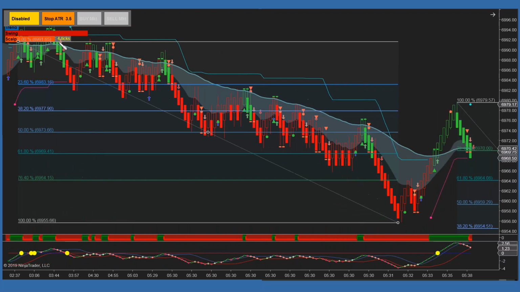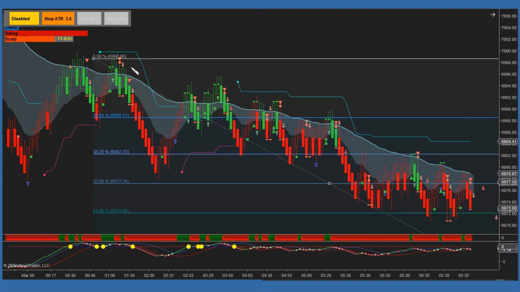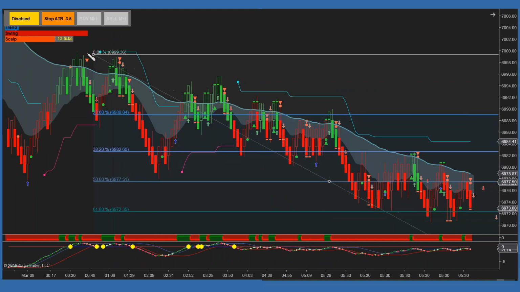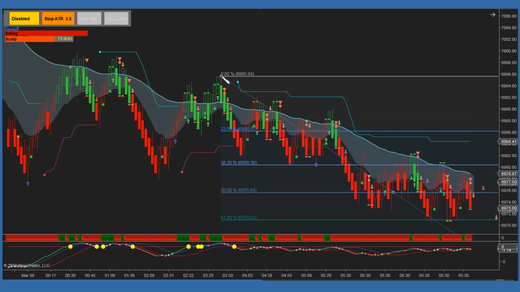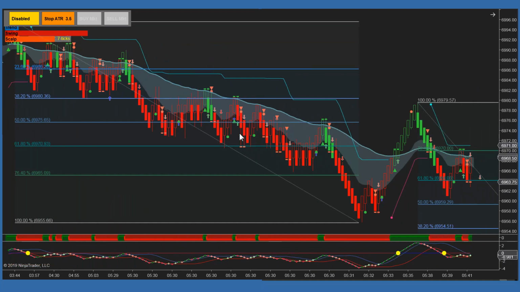Here's another level. Where's the top of this one? See, now it becomes a little subjective. Do I use this high? Do I use this high? Do I use this high? Typically, when you're using Fibonacci retracements, you go with the last major swing. That's what most traders do. But within this swing, you can see there's several smaller swings that can also come into play.